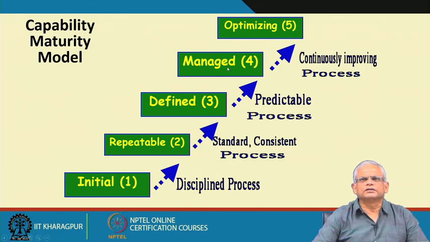At the managed level, the process performance metrics are collected, and these are used to identify why the targets are not met, why certain things were not working, certain activities were not satisfactory. But the process is not changed based on the metrics. Whereas, in the optimizing level, the process continuously improves, the documented process, every time necessary, it keeps on improving.